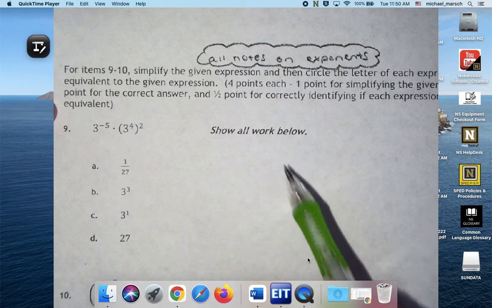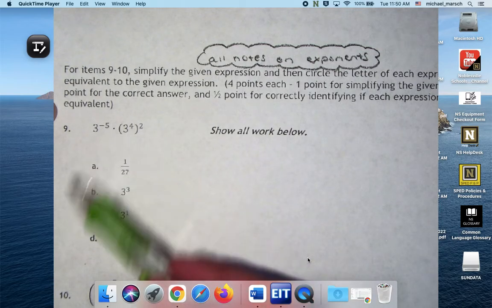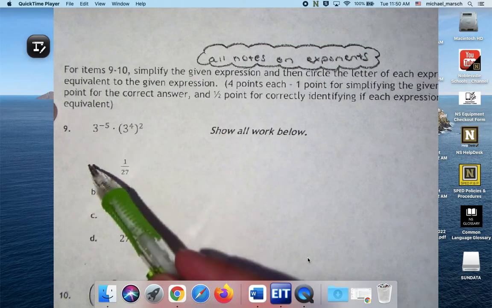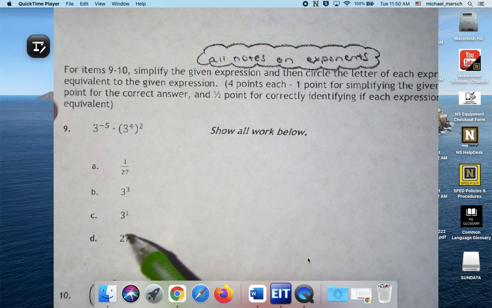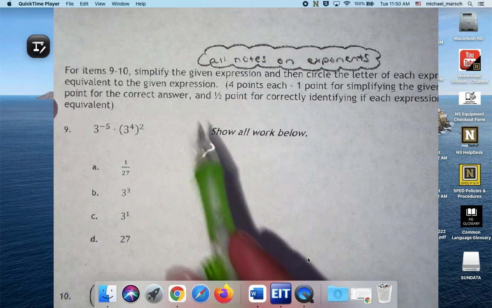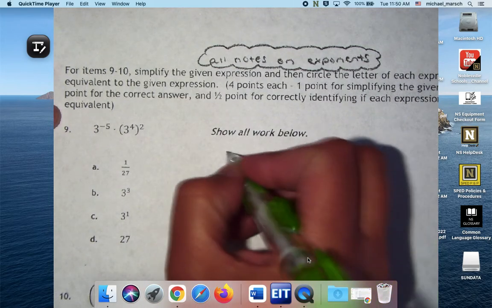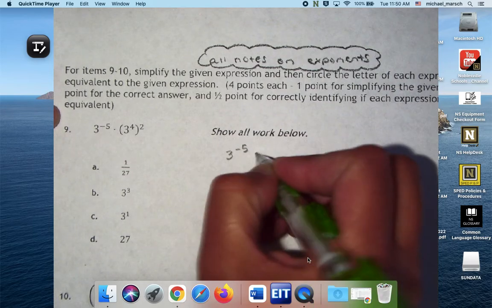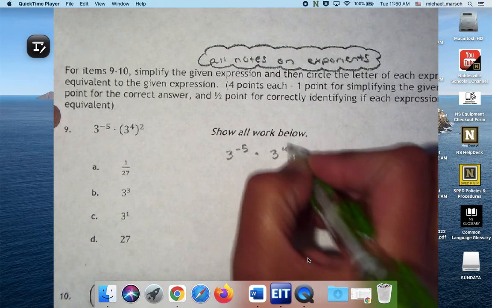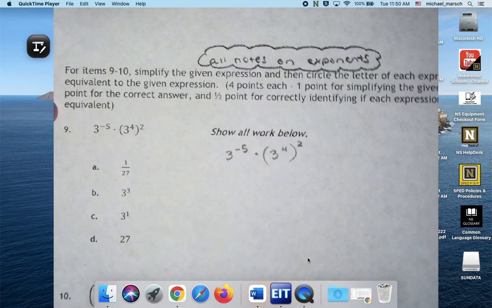If one of our steps looks like one of these values, then that makes it equivalent, and we circle it as being equivalent. Right? So let's work through this. Let's rewrite the problem: 3 to the negative 5 times 3 to the 4th, squared.